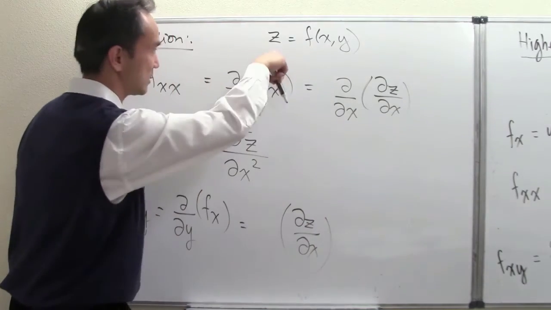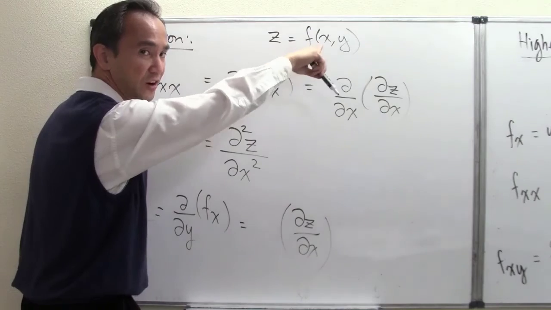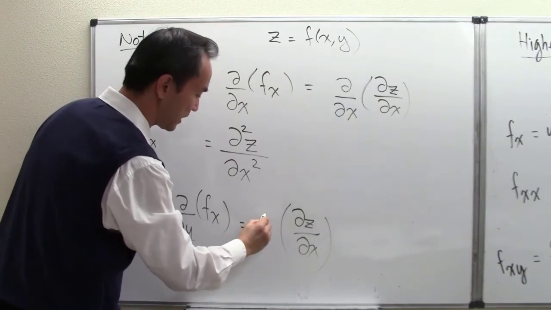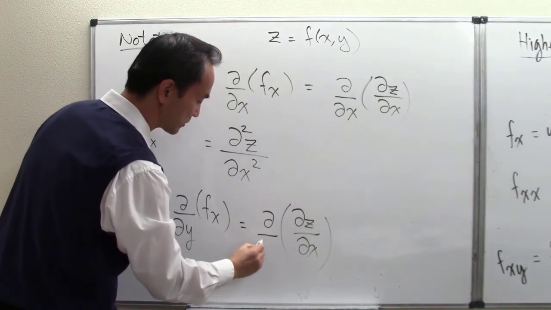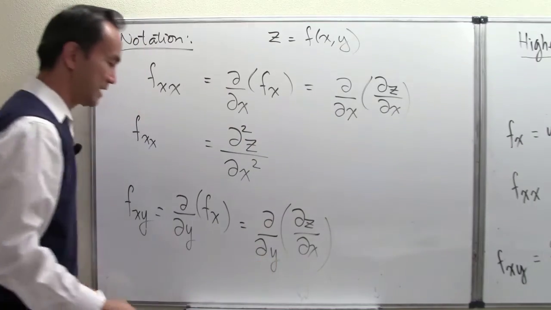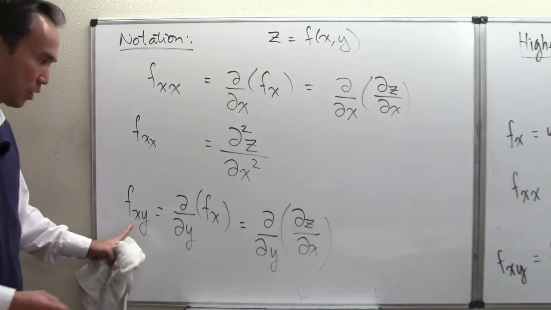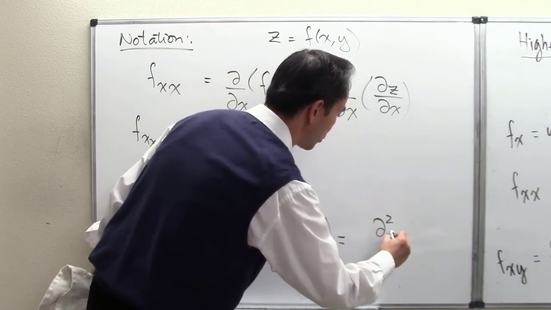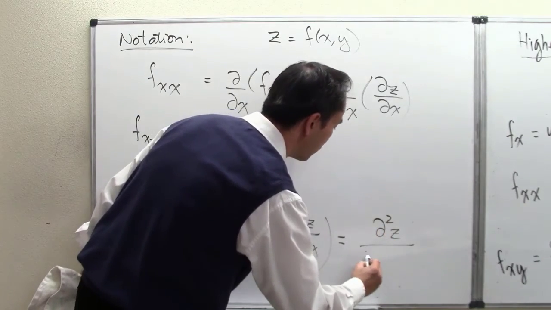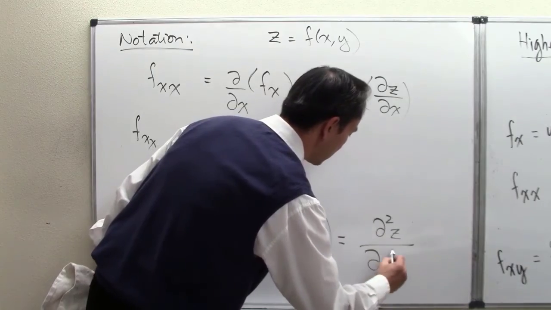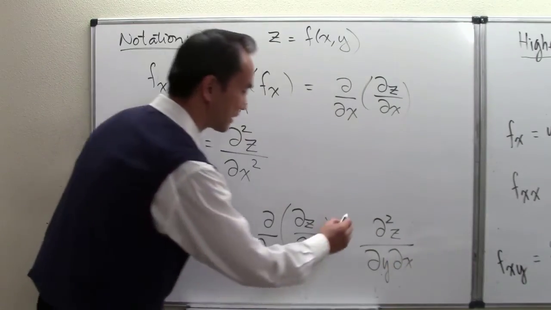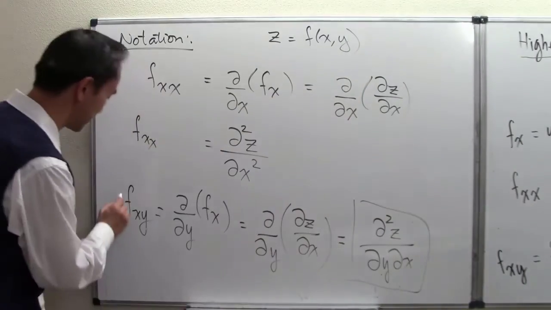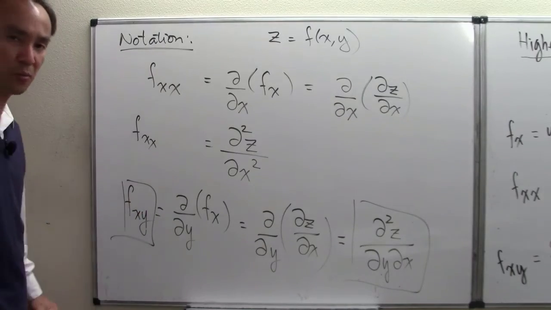Because z is a function in equation format, z is a function of x and y, and then the second order is the partial derivative with respect to y. So when you're writing the Leibniz notation, notice how it goes a little bit opposite here. That's d squared z divided by dy dx. Look at how it's a little bit backwards here. That's the point I'm trying to make.